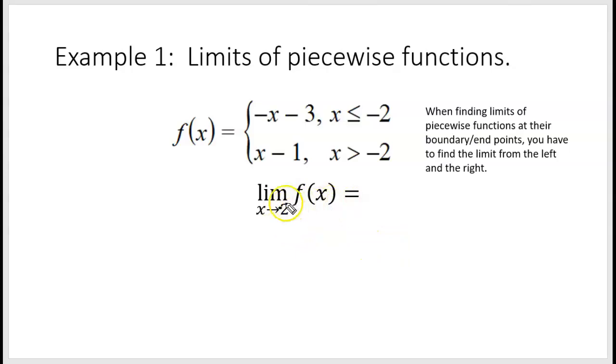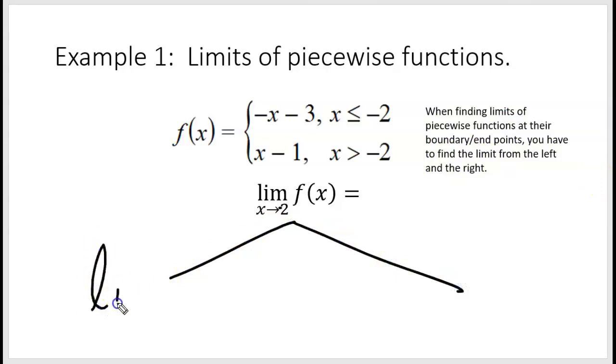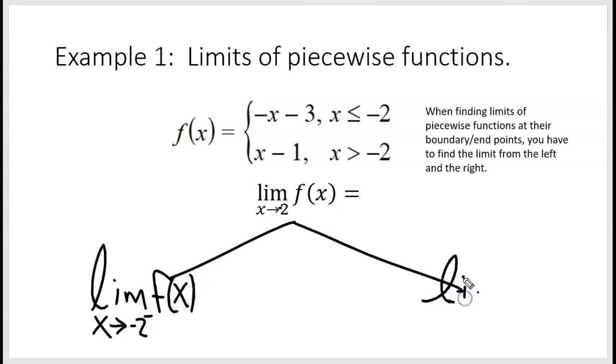right there. All right, so I want to know, what is the limit of f of x as x approaches -2? Now notice that's the boundary point. And as I said, when you're trying to find the limit of a piecewise function at its boundary point, you need to find the limit from the left and the right. So let's do that first. First of all, I want to find the limit of this function as x approaches -2 from the left? And then I want to find the limit of this function as x approaches -2 from the right.